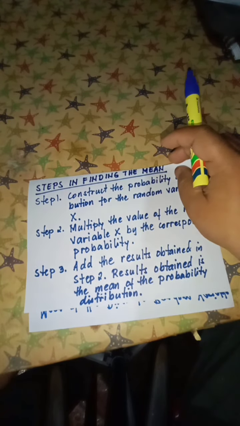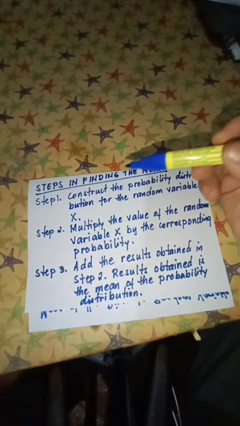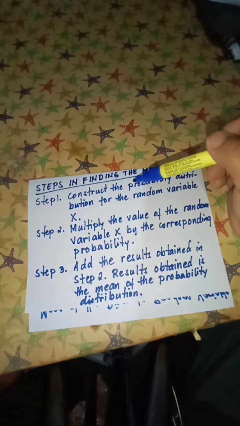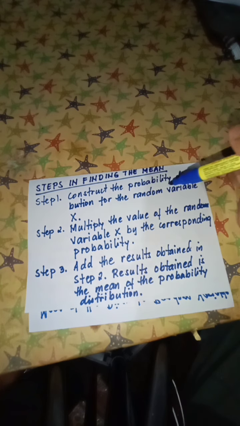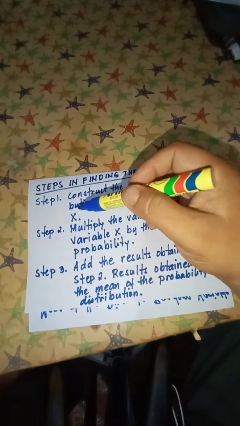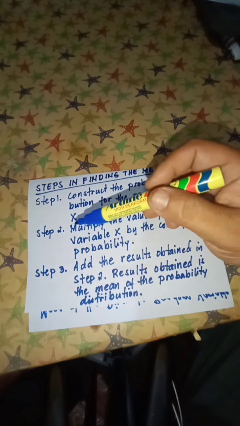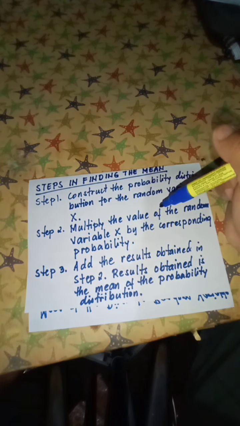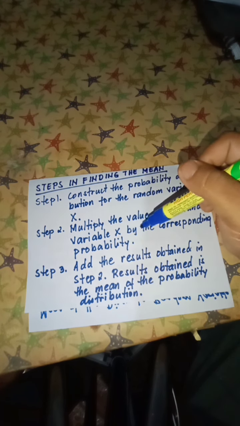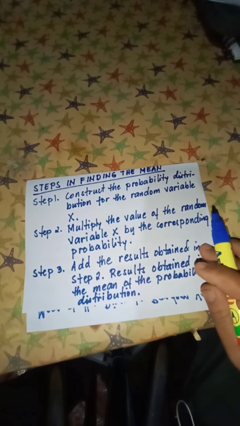Now, there are three steps in finding the mean. Step 1, construct the probability distribution for the random variable, let's say x. Step 2, multiply the value of the random variable x by the corresponding probability. Step 3, add the results obtained in step 2. The result is the mean of the probability distribution.